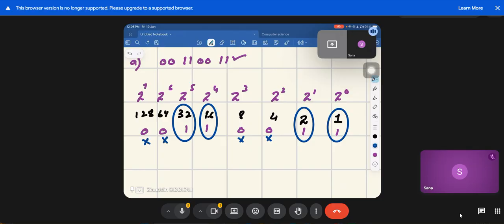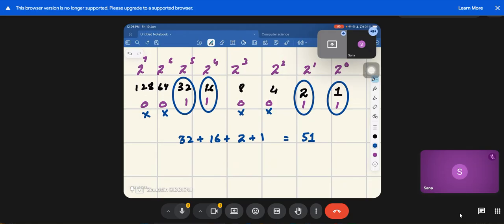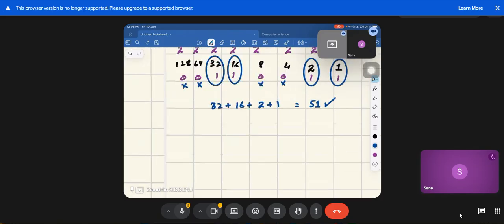And the values which we have picked, we are going to add: 32 plus 16 plus 2 plus 1. So that is going to be 51. And you see, we have converted from binary to denary. Is that clear, everyone? Now we are going to see another example.